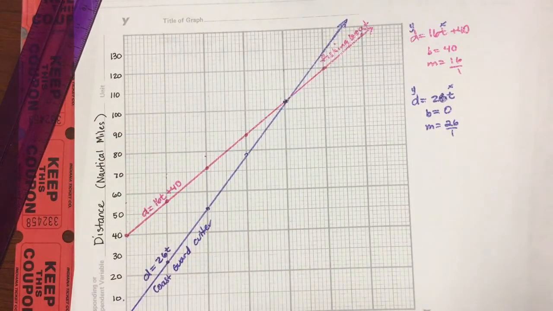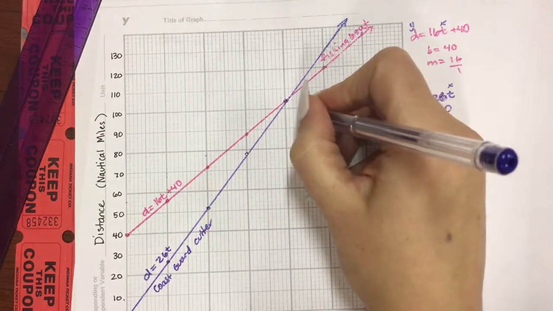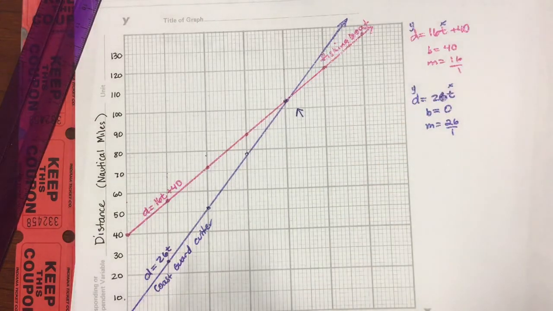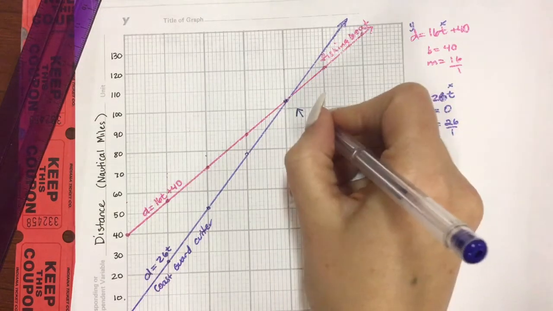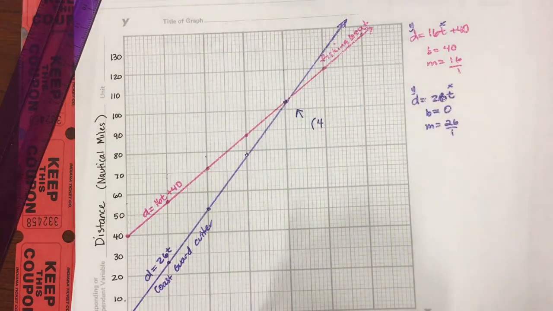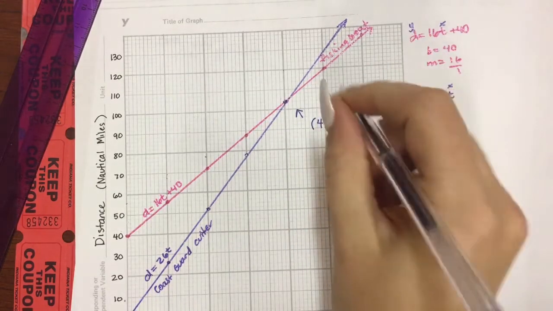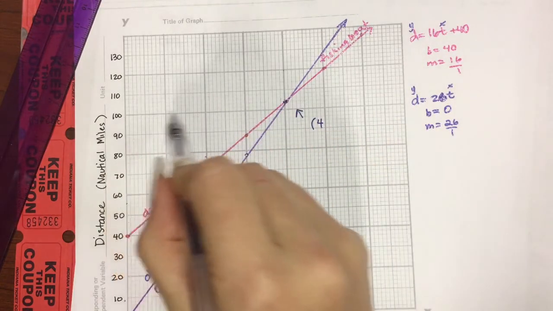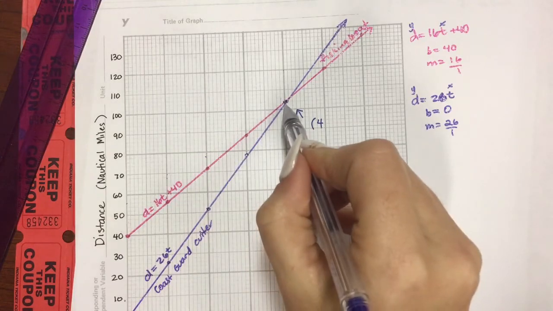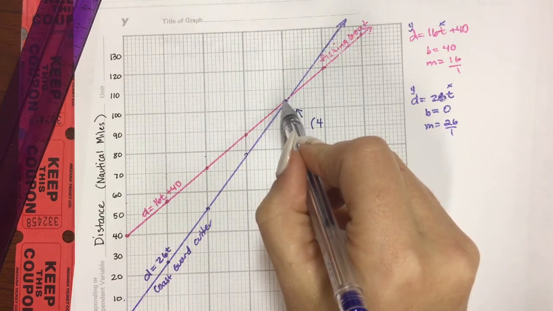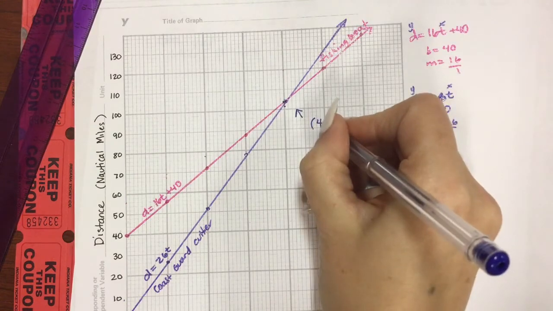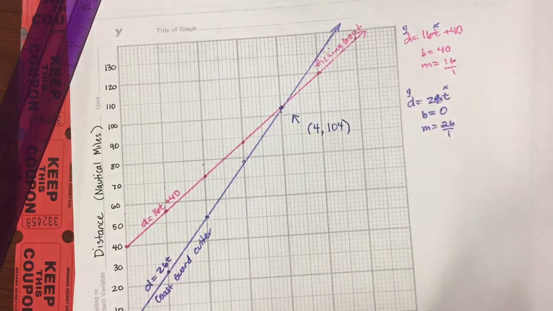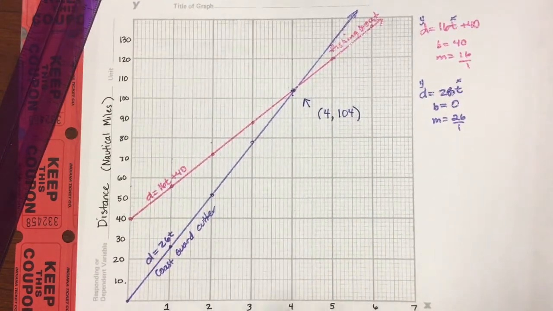Okay, but this right here, this is our solution. So we have to count that up. Our solution is, the time is 1, 2, 3, 4. So that means X is 4, or I mean T is 4. And then our distance is 100, 102, it looks like 104. Okay, that's 104 nautical miles. That's our solution. So that's how you find your solution, by graphing.